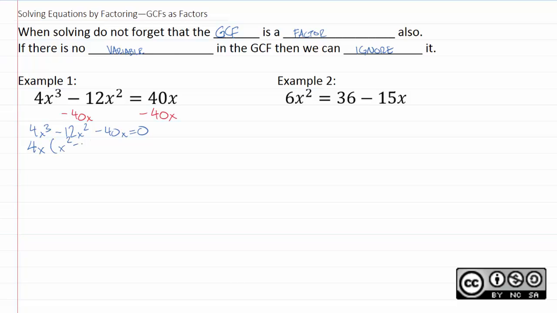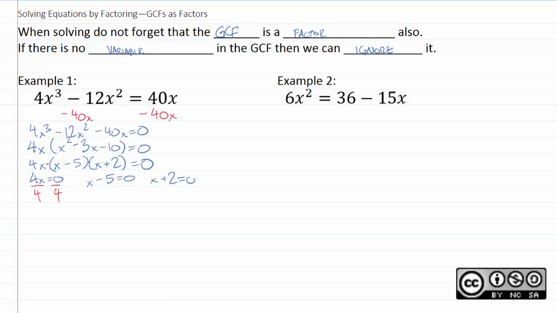I get x squared minus 3x minus 10 equals 0. You can factor that yourself with very little trouble. That factors into x minus 5 times x plus 2 equals 0. Now, as I mentioned, the outside is a factor in its own right. So we actually have 3 different factors. And we're going to set all 3 of those equal to 0. So 4x equals 0, x minus 5 equals 0, and x plus 2 equals 0.